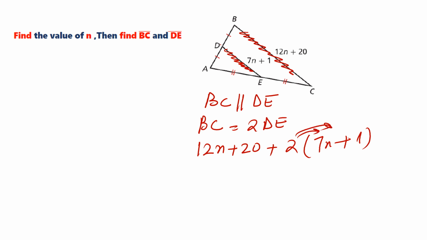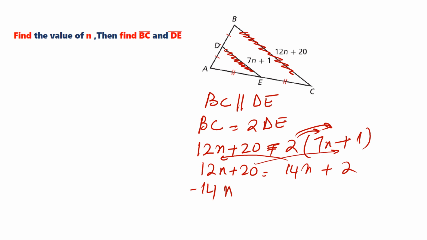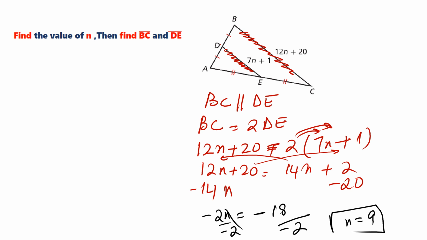Open the bracket. So we will write 12n plus 20 equals 2 times 7n, which is 14n. 2 times 1 is 2. Bring the 14n to the other side, it gives you negative 14n. So 12 minus 14, and bring the 20 to the other side, it gives you negative 20. 12 minus 14 is negative 2n. 2 minus 20 is minus 18. Divide both sides by negative 2. You will get n equals 9.